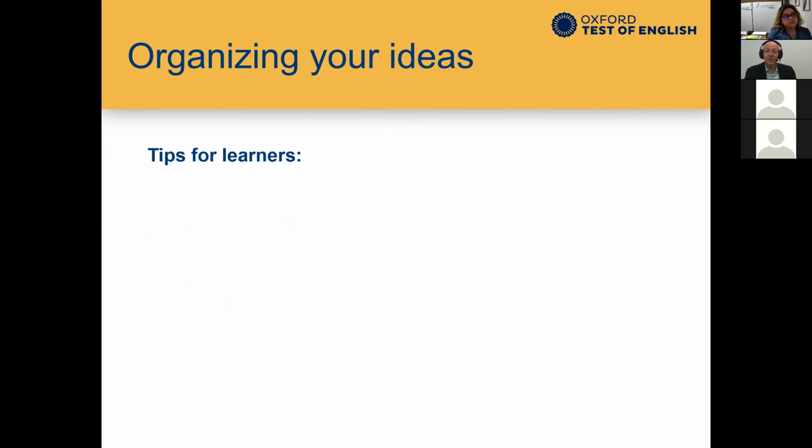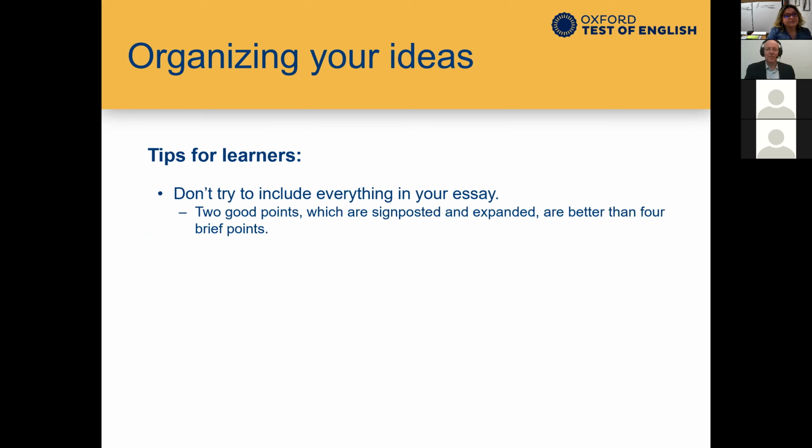So, tips for you on this one. What can you do? Don't try to include everything in your essay. Sometimes when you're writing the essay, you get started, you discover you have 25 opinions about something. You have lots to say. Well, okay, that's terrific, but you can't. You simply don't have time, okay? So just choose a few opinions. It's better to have just 2 points which are clearly indicated, signposted, and they're expanded with justifications and examples.